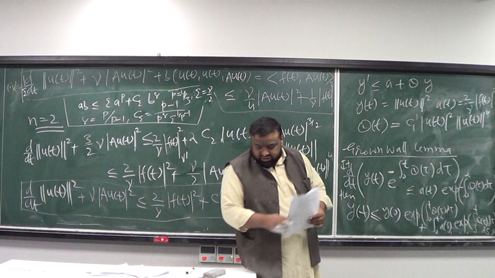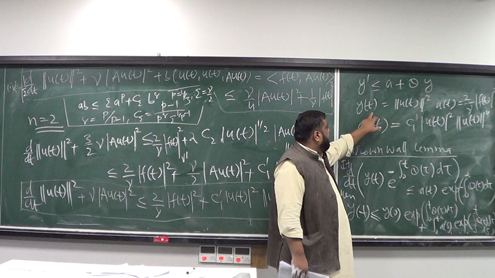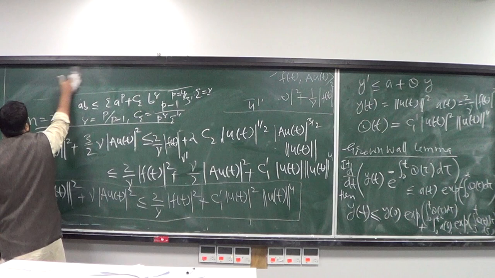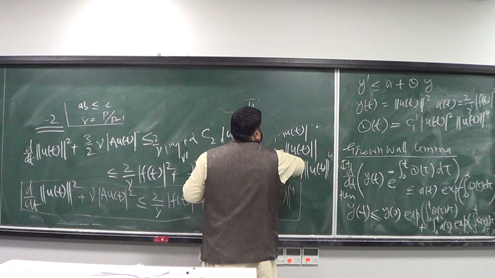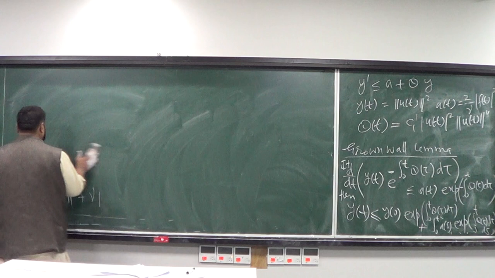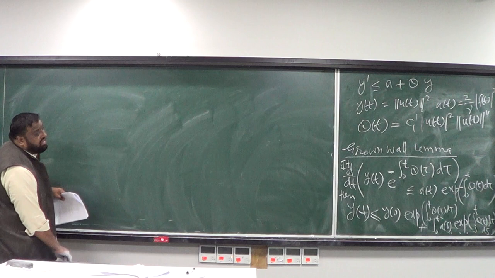So what I need to do now is, assuming this inequality is valid for our case, substitute y of t, a of t and theta of t. I'm going to get an inequality that looks like this. You have to keep focused on what we are doing: we are trying to find some a priori estimates.